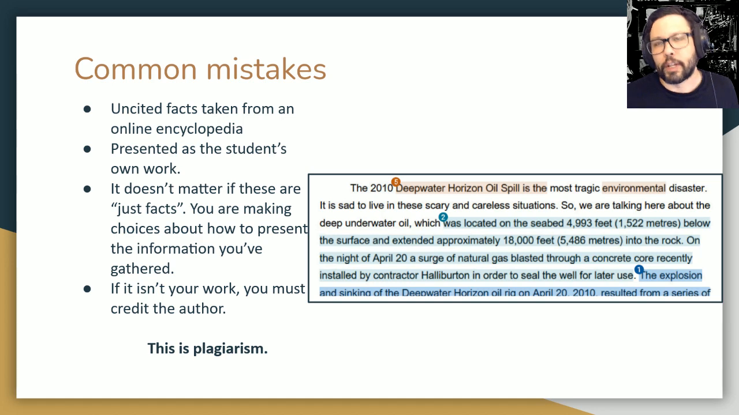Not only is this plagiarism, but it's clear that you're not engaged in the material, that you're not actually thinking about what information to present or not to present. You're just taking information and presenting it. Again, this is not you doing your own work. This is you taking the work of others and presenting it as your own. That's what makes plagiarism.